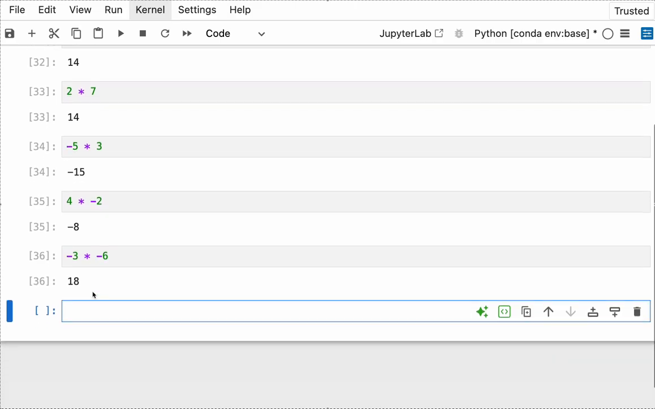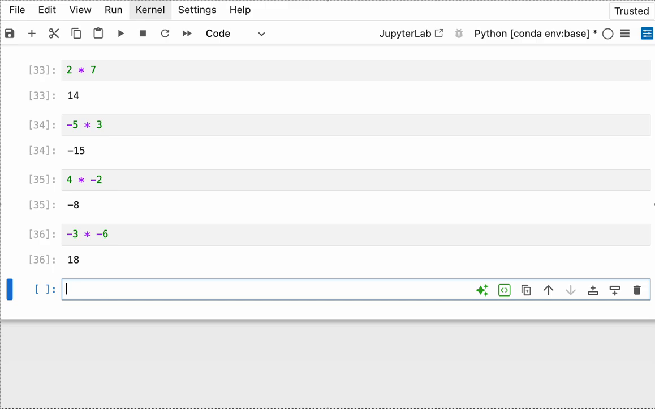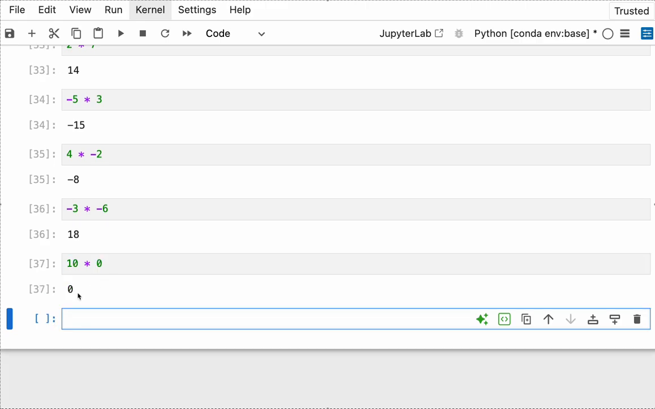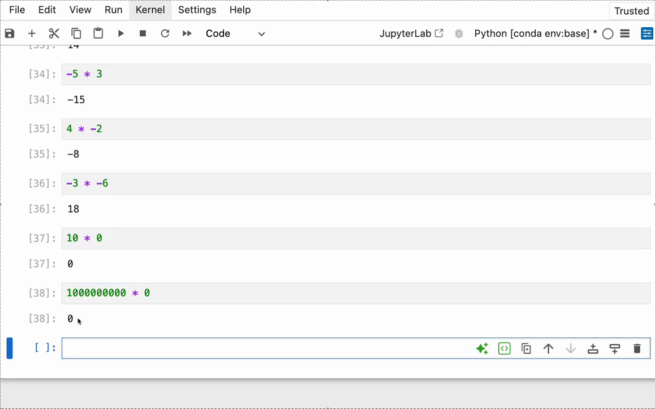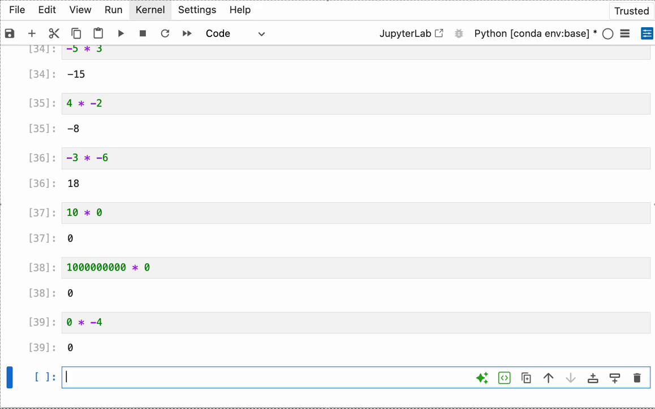Now let's see what multiplying by 0 looks like. Let's say we have something like 10 multiplied by 0. So 10 times 0. Let's run it. We got 0. Anything multiplied by 0, the answer is always 0. What if we turn it the other way around? Something like 0 multiplied by minus 4, and we run it, we still get 0. So whether the 0 is in front or at the back, anything multiplied by 0 is 0.